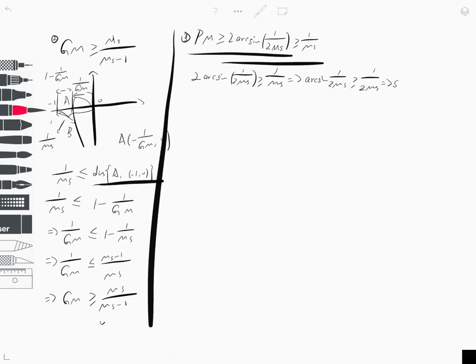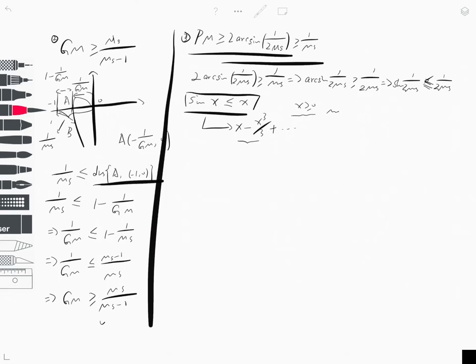This can be written as sine of 1 over 2Ms being smaller than or equal to 1 over 2Ms. Okay, here's the interesting part. The sine of something, let's call it x, is smaller than or equal to x. Is this obvious? Of course. If you take the Taylor expansion of sine x, it is x minus x cubed divided by 3 factorial plus so on. So as long as x is larger than or equal to 0, this relationship stays.